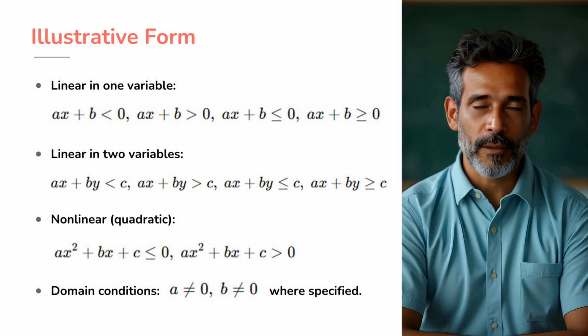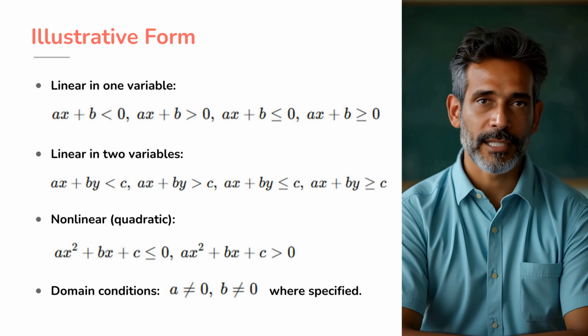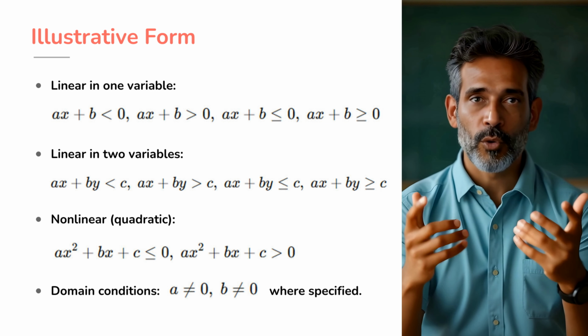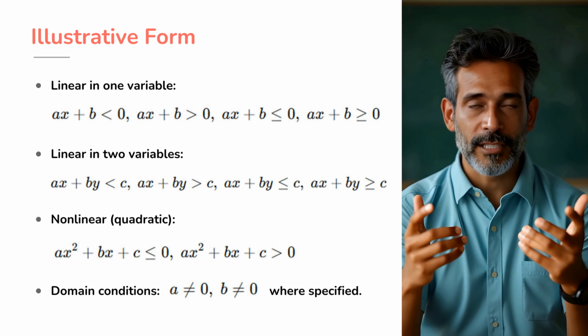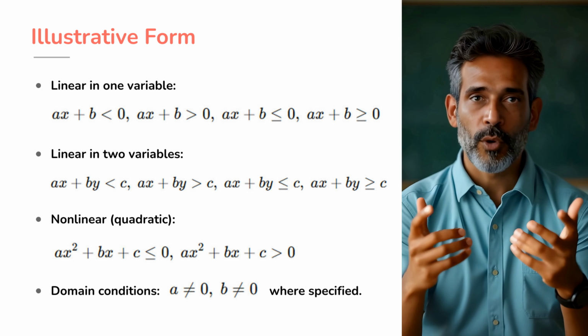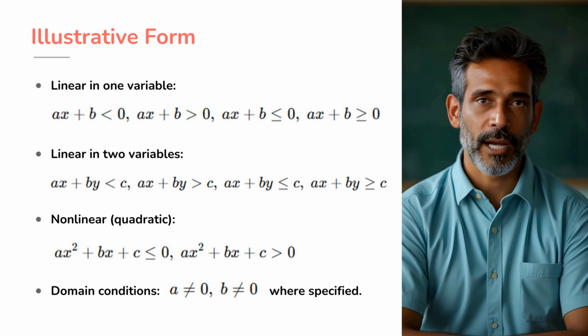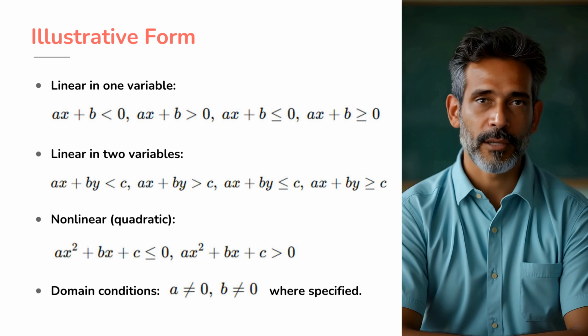Nonlinear example, a quadratic inequality: ax² + bx + c ≤ 0, or ax² + bx + c > 0. Here a is not equal to 0, and in the two-variable case b is not equal to 0. So inequalities can be linear or quadratic, strict or slack, but they always impose boundaries.